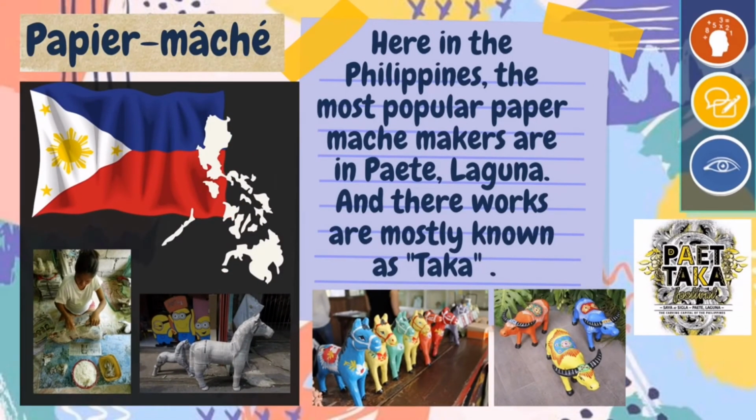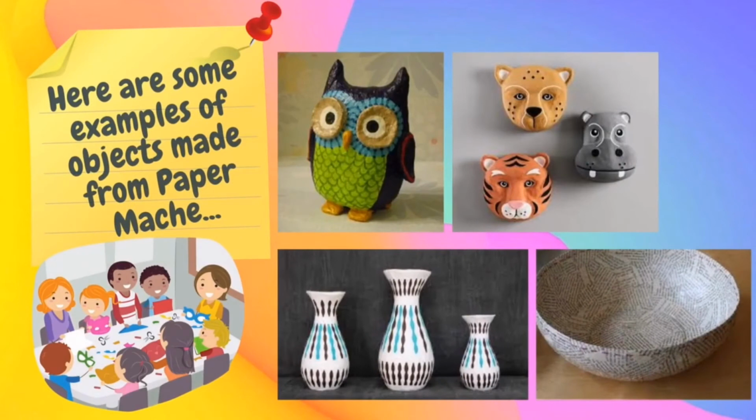Here in the Philippines, we also embrace and love this paper craft. The most popular papier-mâché makers are in Paete, Laguna, and their works are mostly known as taka. After forming the horse, it is painted red and decorated with flowers, dots, and other details to make it an attractive toy for kids. Here are some examples of objects made from papier-mâché.